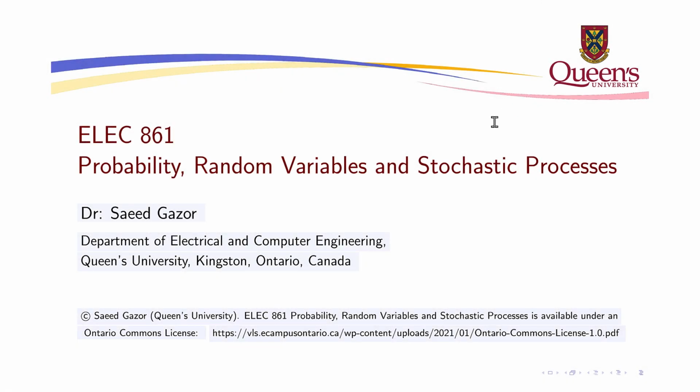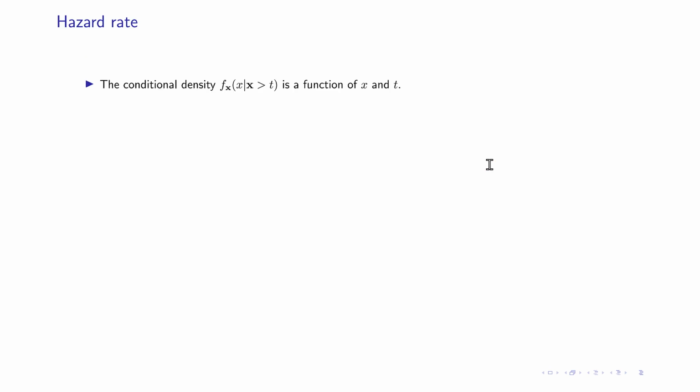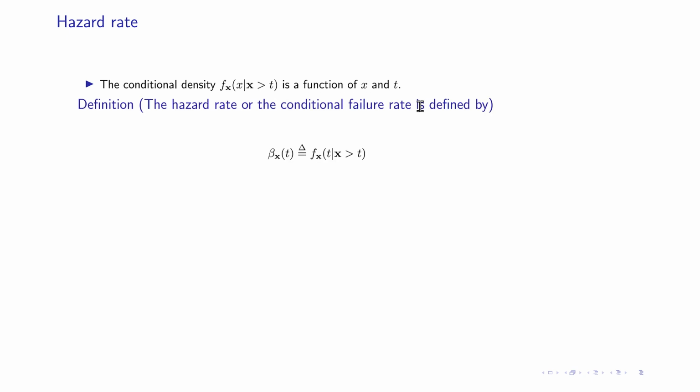Hello again. We have defined the reliability for a system. Now we want to define the hazard and hazard rate. Hazard rate stems from the conditional density. So the conditional density f_X(x | t) is a function of x and t. Obviously, x shall be bigger than t.